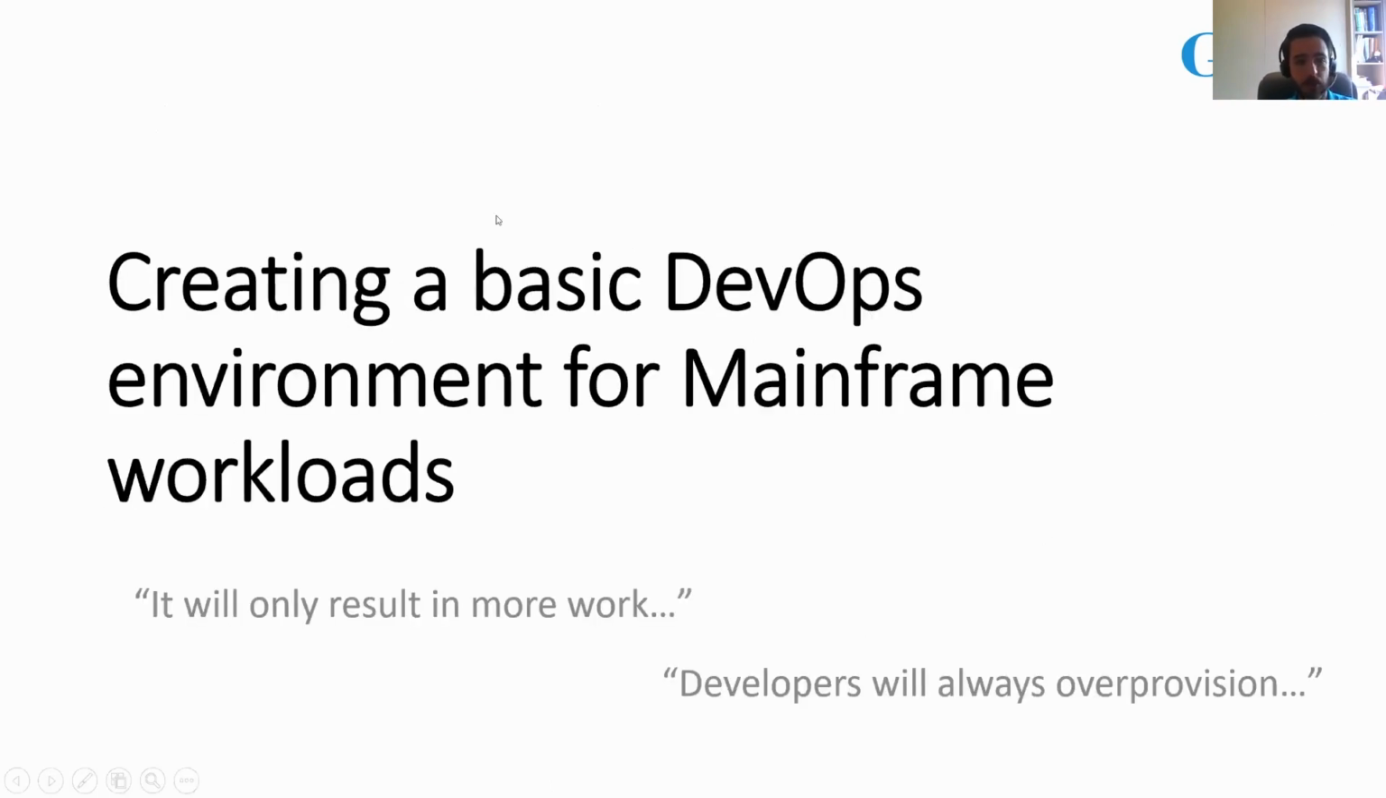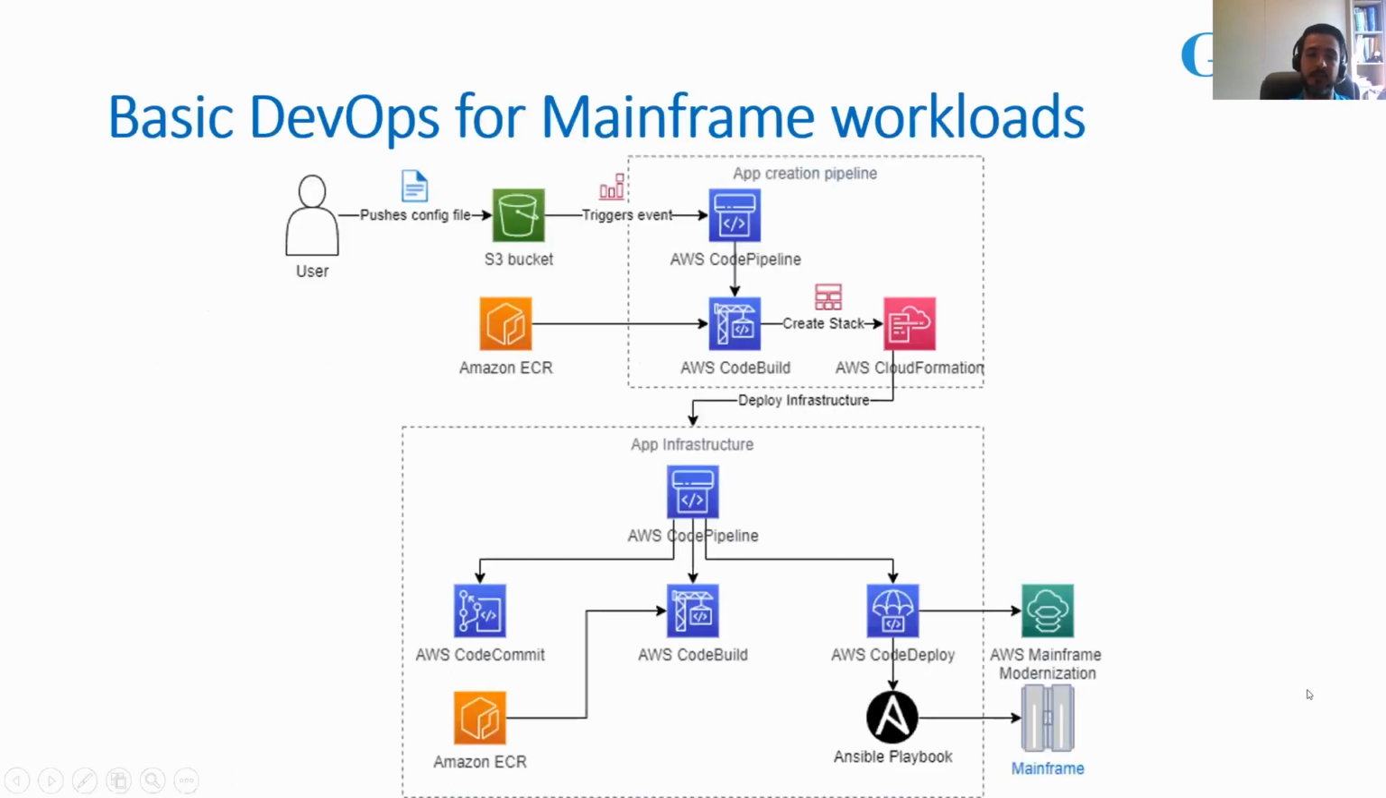Okay, so let's go with creating a basic DevOps environment for a mainframe workload, okay? And usually some things that we hear when we talk about this are, oh, well, it will only result in more work for me, because I'll have a pipeline or something that I have to handle, right? And also, oh, developers will always overprovision, right? Oh, they will always ask for everything they can, and we have to control that, okay? But we'll talk here about a couple of these topics and how you can prevent that, okay?